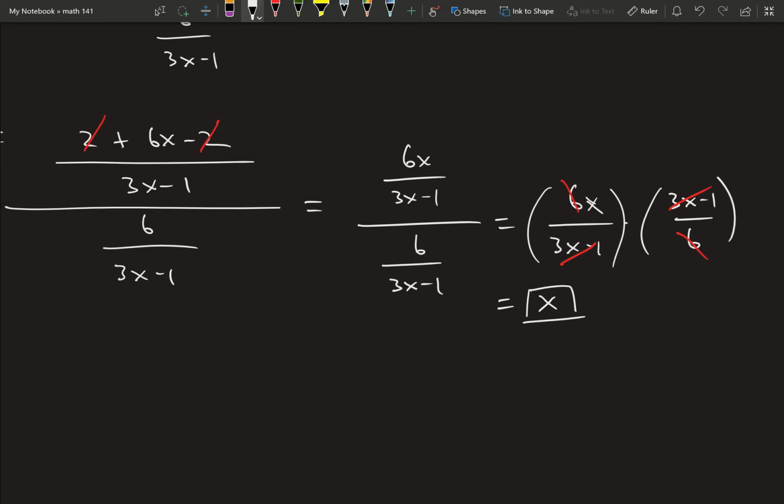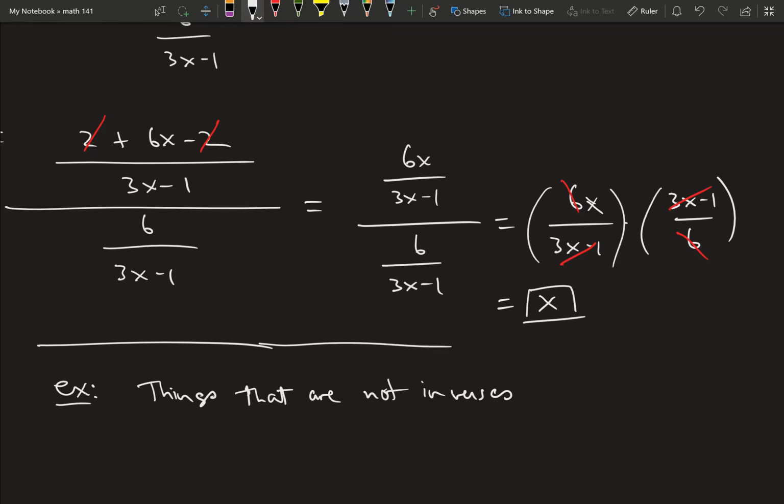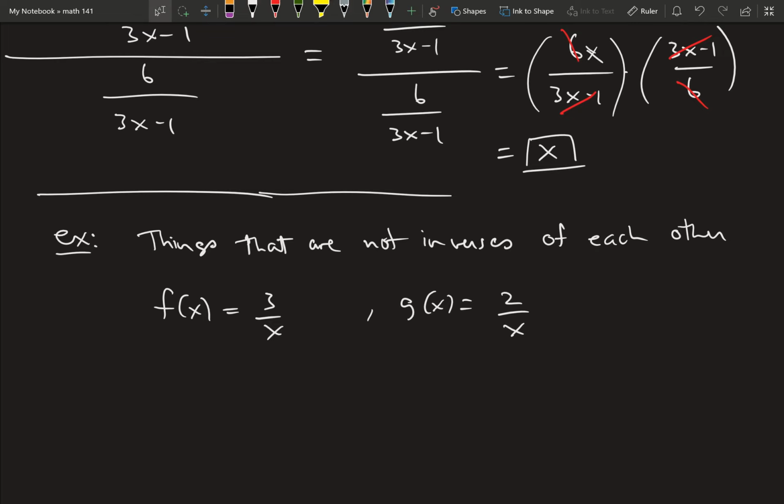To conclude 2.8, I just want to give two last examples. One is sort of things that are not inverses of each other. All the examples we've been doing have been things that have been inverses of each other. It's actually much easier to come up with things that are not inverses of each other. And let's just give one example. Say 3 over x is f of x, and g of x is 2 over x, say, for example. And I claim these are not inverses of each other.